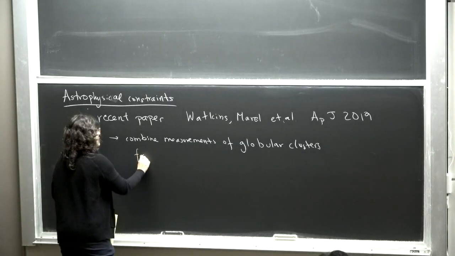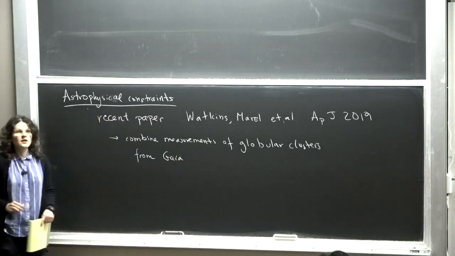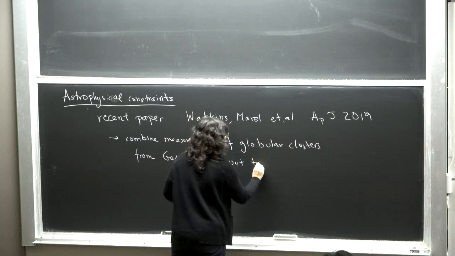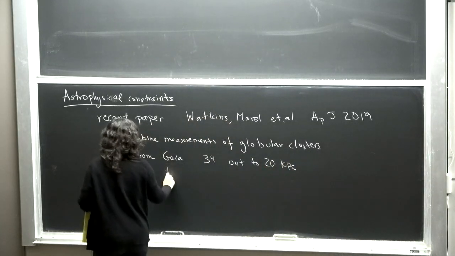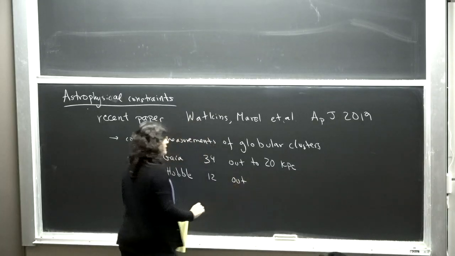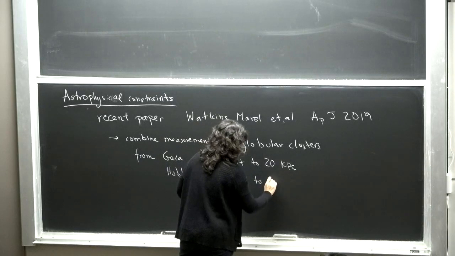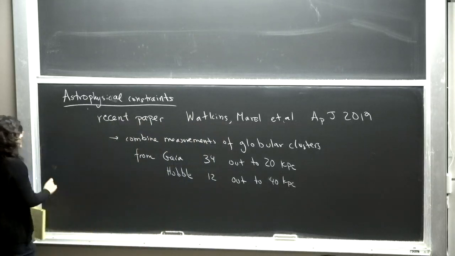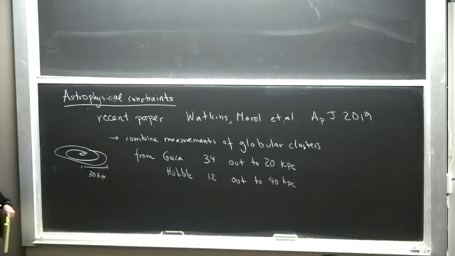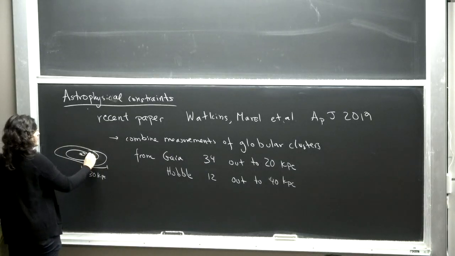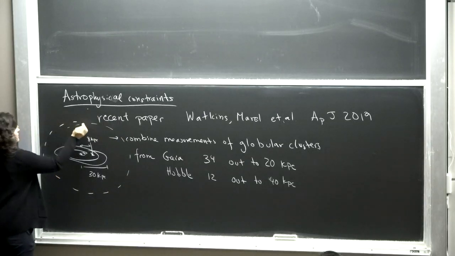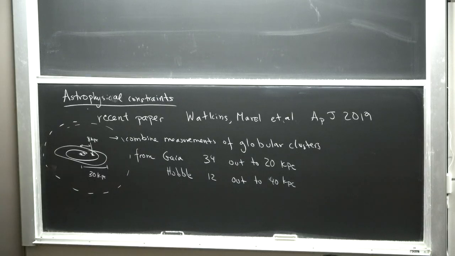From Gaia, a telescope that's currently operating and measures velocities of stars all over our Milky Way super precisely, they have 34 of these globular clusters out to 20 kiloparsec. And Hubble Space Telescope, which I hope you all have heard of by now, measures 12 more. It can see fainter objects, but a bit less precisely, out to 40 kiloparsecs. To give you a sense of scale, our galaxy is a spiral galaxy with extent approximately 30 kiloparsec in the stellar distribution. This is the center. We live about 8 kiloparsec away from the center. And the dark matter halo extends further out by another factor of a few, depending on how you define the end of the halo. It's a continuous function.